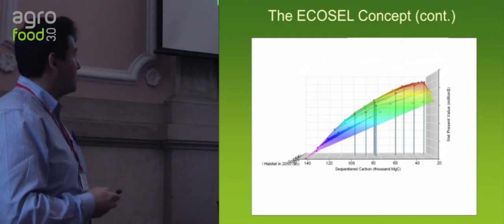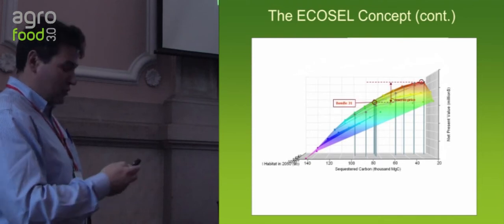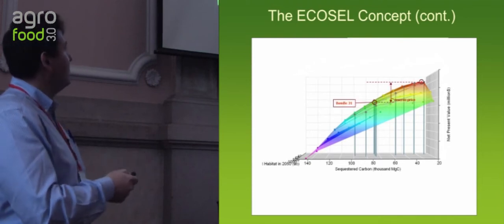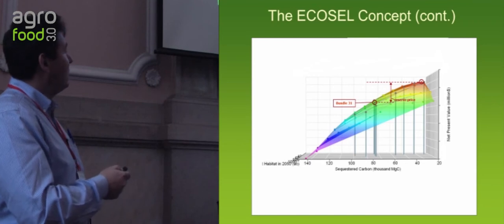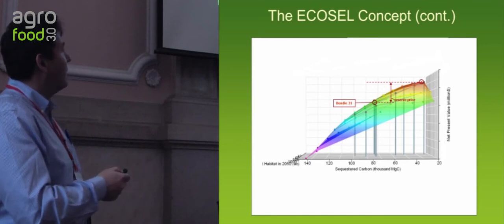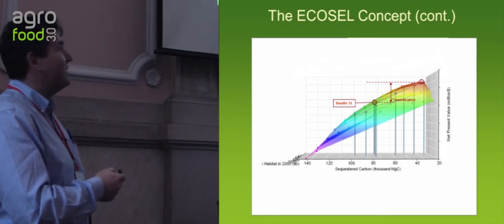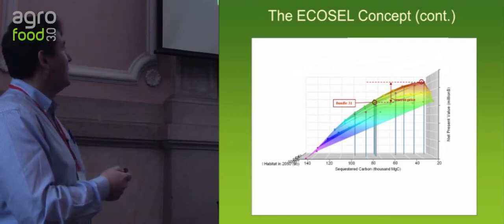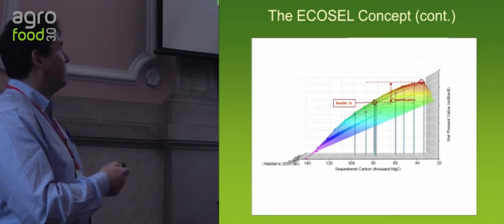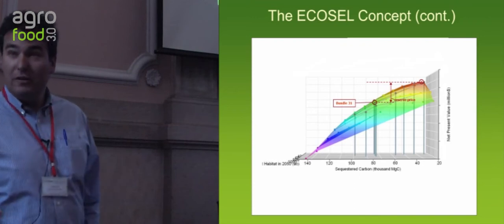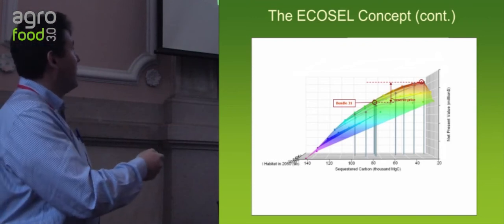So again, just to repeat the idea here, what we do is measure the difference in timber revenues that can be obtained by going away from a management plan that maximizes timber revenues. So if one wants the land to be managed according to the management plan that leads to bundle 31, then this is how much money would have to be foregone.